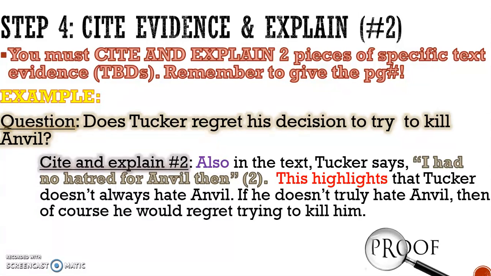Here's another piece of evidence that I would add to my paragraph. Also is another transition word. You see that in purple. Also in the text, Tucker says, here's my second quote, "I had no hatred for Anvil then." Page 2. This highlights that Tucker doesn't always hate Anvil. If he doesn't truly hate Anvil, then of course he would regret trying to kill him. Notice again my page number in parentheses right after my quote.